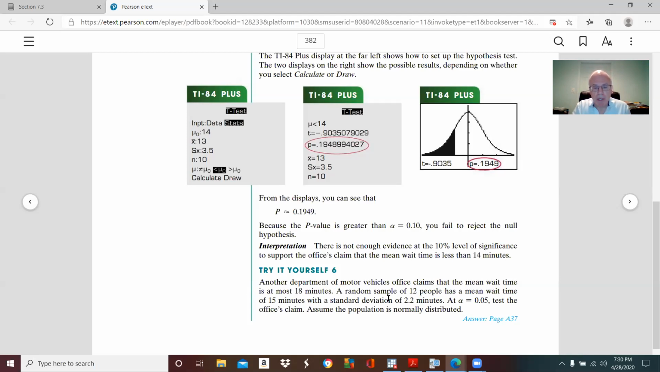It says a random sample of 12 people has a mean wait time of 15 minutes with a standard deviation of 2.2 minutes. And now the level of significance is 0.05. So we need to test the opposite claim. So the null hypothesis is that mu is less than or equal to 18, because it says at most. At most means less than or equal to, which means the alternative is mu is greater than 18.